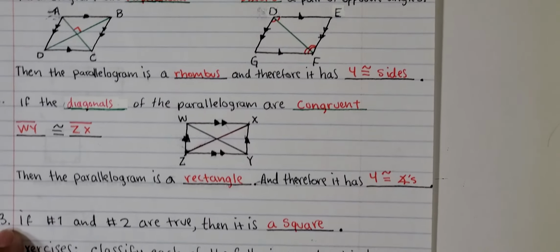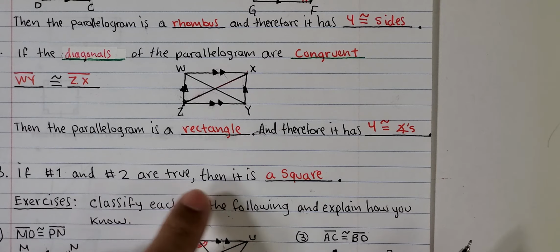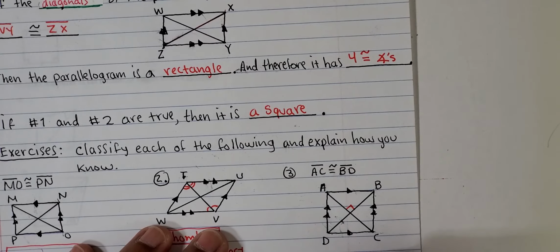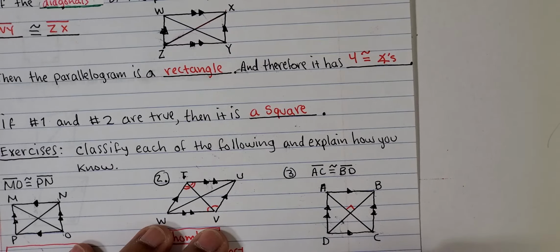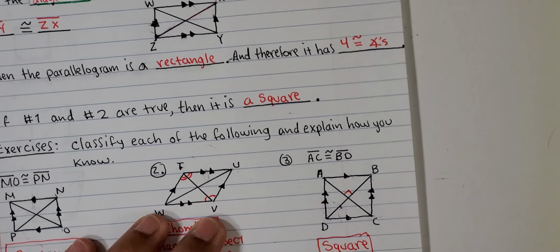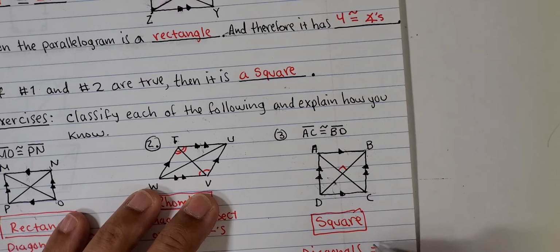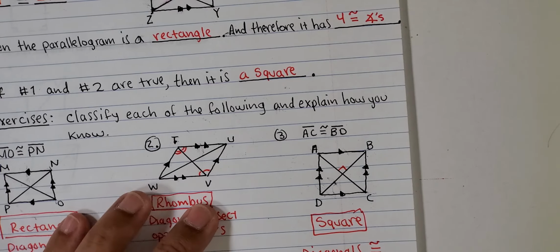So property number 3 says that if properties 1 and 2 are true, then it is a square. So this one is a square. Okay, so that's my answer for this one. And then I'm going to explain by saying diagonals congruent and also diagonals perpendicular. Now I'll just use that symbol for perpendicular.